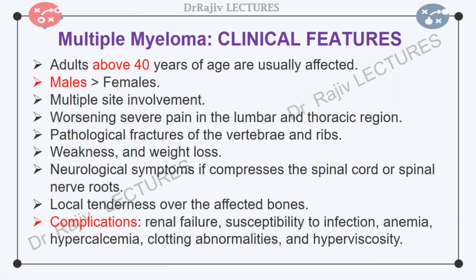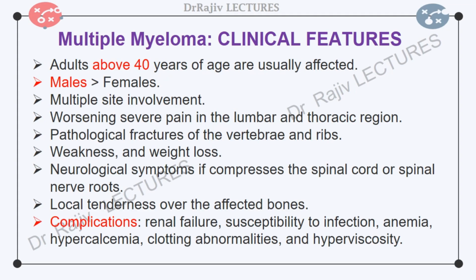Adults above 40 years of age are usually affected. Males are affected more often than females. Usually, there is multiple site involvement. Common presenting complaint is worsening severe pain in the lumbar and thoracic regions. Pathological fractures of the vertebrae and ribs may result in acute symptoms.